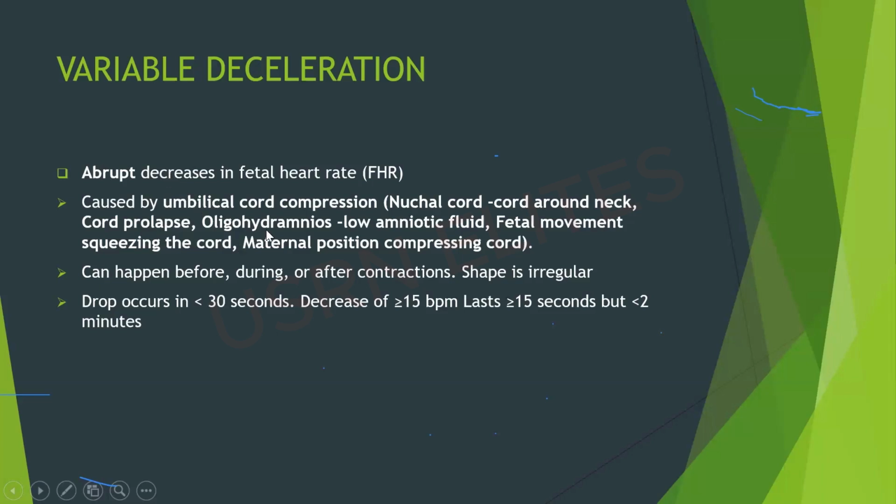Yesterday I told you, once there's oligo, if the baby is moving in the uterus, it can have cord around neck, or nuchal cord. So oligo can cause variable decel. Fetal movement squeezing the cord or maternal position sometimes can compress the cord. So these are some of the causes of variable decel: umbilical cord compression. If the patient is having oligo, sometimes you can introduce fluid, isn't it?